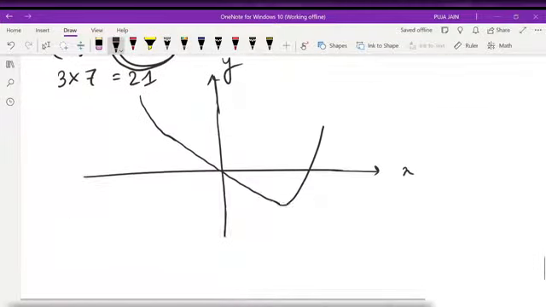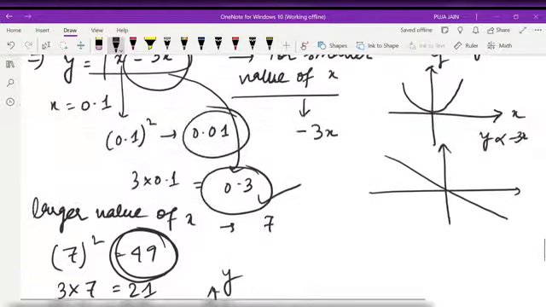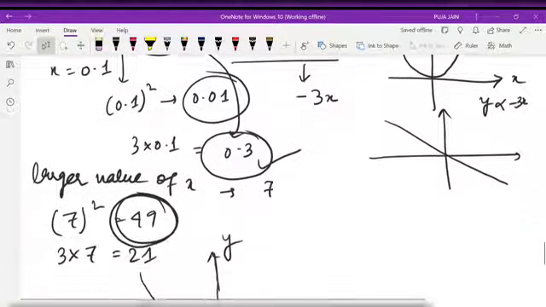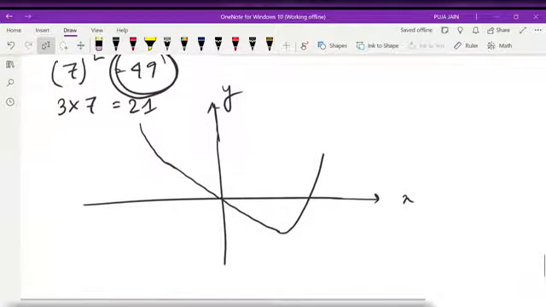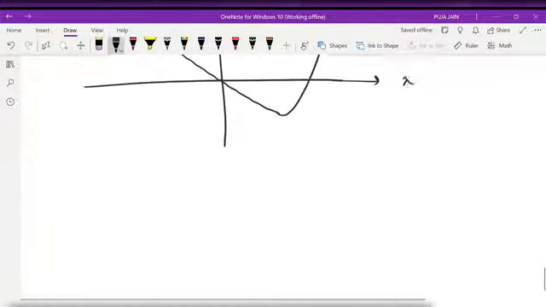Now at this point, here at x equals 0, y equals x square minus 3x, so obviously it will pass through the origin, because at x equals 0 we will get y equals 0. So it will pass through the origin. So this will be our resultant graph.